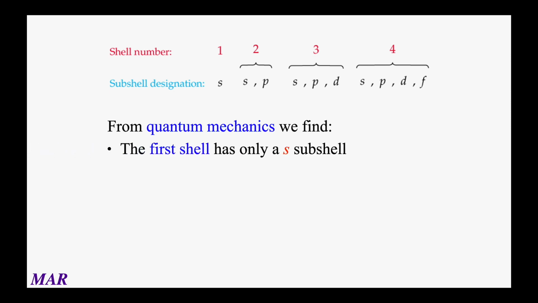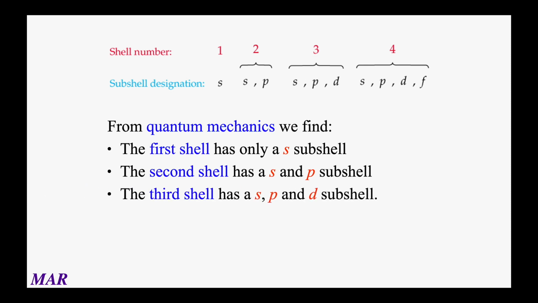In quantum mechanics, they find that the first shell has just an S subshell. And again, that's like dorm 1 having only one level. You can see that there at the top. We're going to call the first shell 1. The second shell, N of 2, has both an S and a P subshell, so it has 2 levels on that particular shell. So again, the letters are the subshells and the numbers are the shells.